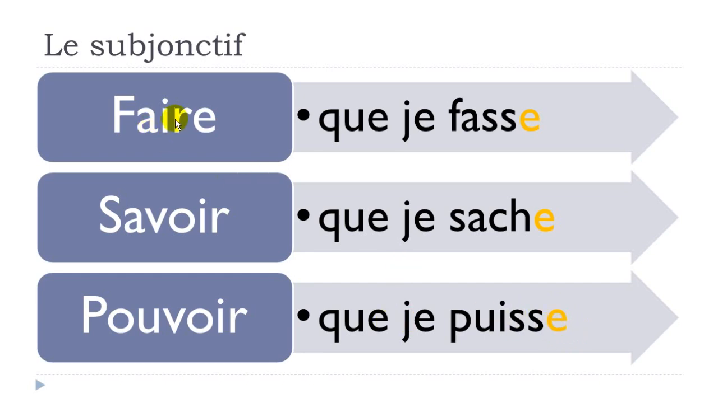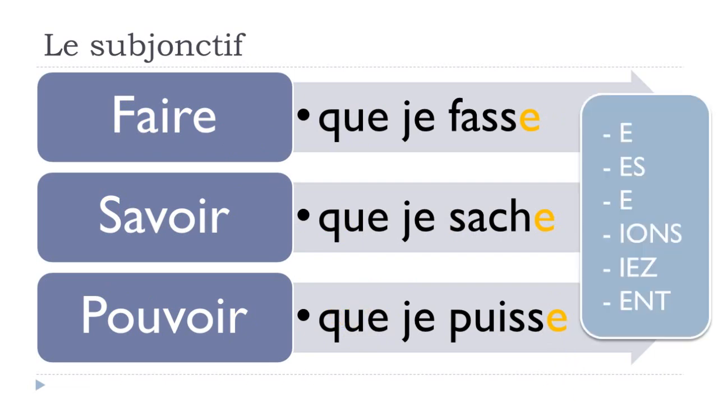Okay, so remember: faire, to do, que je fasse; savoir, to know, que je sache; pouvoir, can, que je puisse. All right? And then, of course, the endings: es, ions, iez, ent.